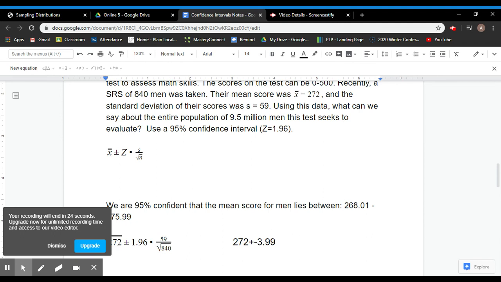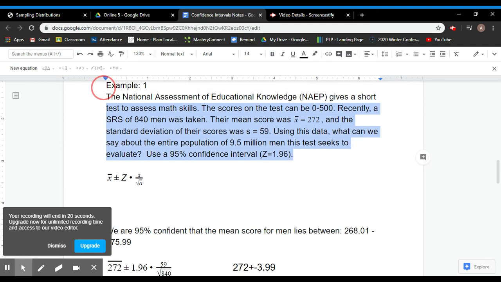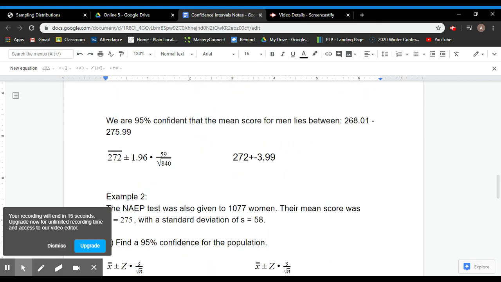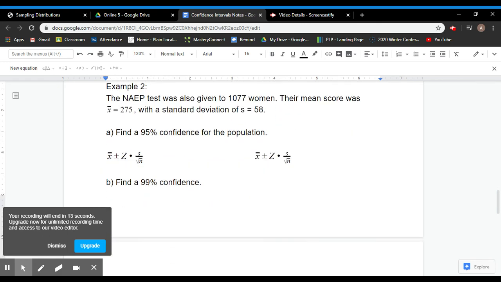For now, all we're doing is practicing looking at the prompt and then plugging the numbers that were given into this formula. In the next video, which should only take about 2 minutes, we'll just do this second example.